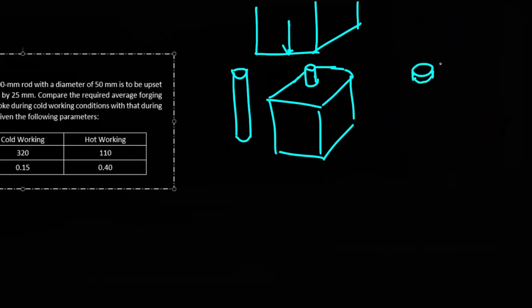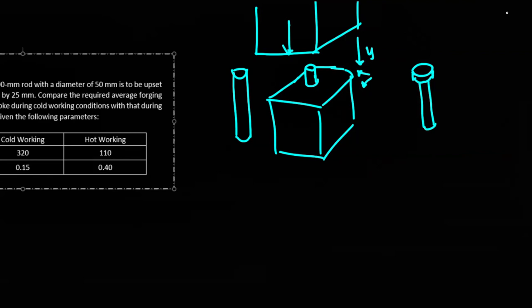Tama? Kasi since you are straining it in the y direction, then it moves in the x and the z direction. So magfo-flow siya evenly outwards. So magiging ganito yung head niya. Okay? So etong portion na to now becomes the head of the nail, and when you remove it entirely from the chamber, you produce something that looks like this, no?